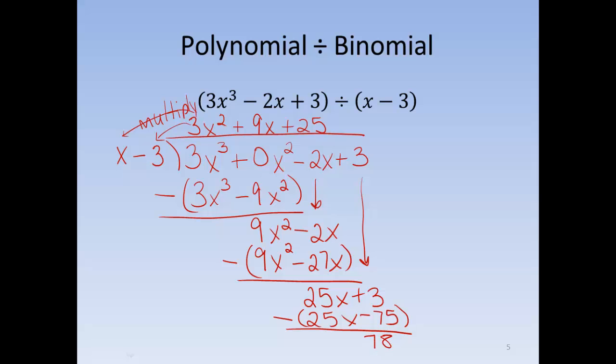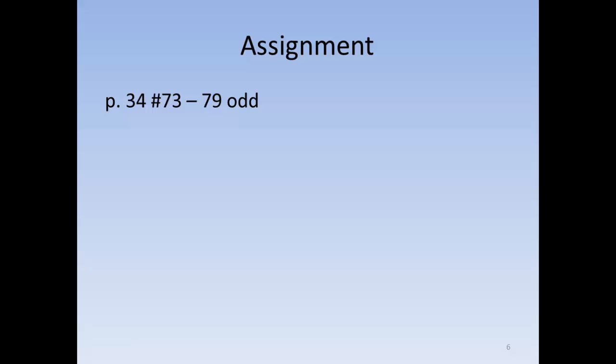There's my remainder. So the answer to this division problem is everything across the top: 3x squared plus 9x plus 25. My remainder is 78 over x minus 3. Those are the two examples we did in class. We also did some problems in class in groups and pairs just to practice that, and that would be on page 34, 73 to 79 odd.